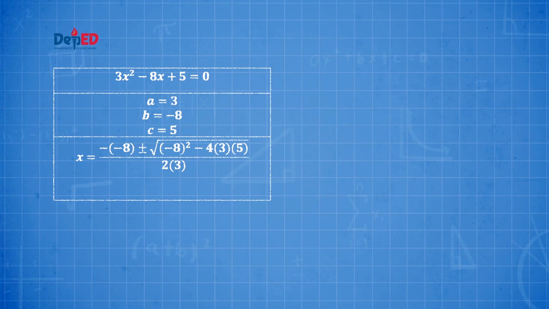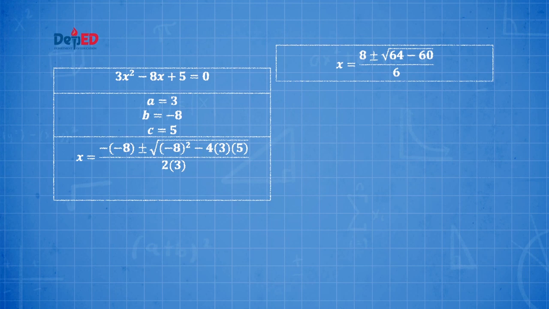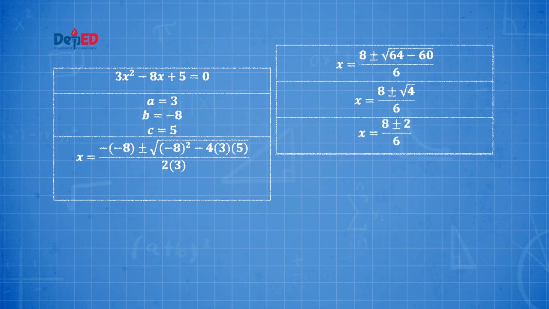Then, we simplify. Here's what we should get. X equals positive 8 plus minus the square root of the expression 64 minus 60 all over 6. 64 minus 60 is equal to 4. Thus, 4 is what appears now under the radical sign. The principal root of 4 is 2, so the numerator is now expressed as 8 plus minus 2. Next, we break down the equation into 2. X sub 1 equals 8 plus 2 all over 6, and x sub 2 equals 8 minus 2 all over 6. Then, we solve for x.